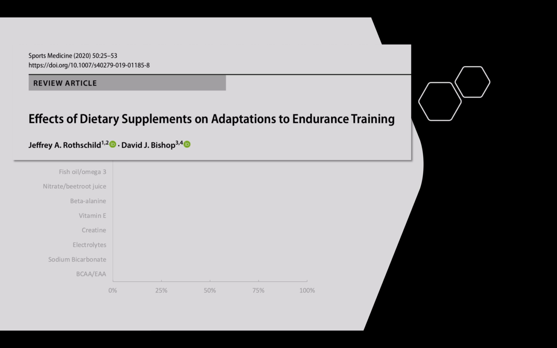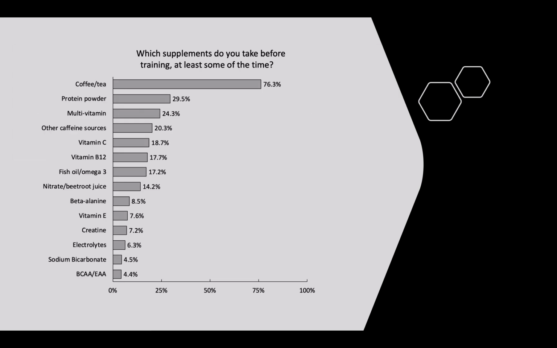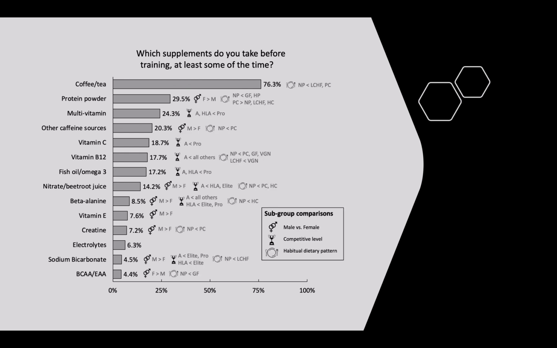So I wanted to understand, what are people taking in that pre-exercise window? Most common was coffee or tea, probably not surprisingly. I think it's important to consider that as a supplement because caffeine can certainly affect your training. Protein powder, multivitamin, other caffeine sources, and so on. And when we look at these subgroup differences, there's actually quite a lot. So I'm not going to go through all of them. Again, you can pause the video or look at the paper. But there are some interesting differences between males and females. Overall, higher level athletes tended to take more supplements, especially the performance related ones like nitrates, beta-alanine, and bicarbonate.